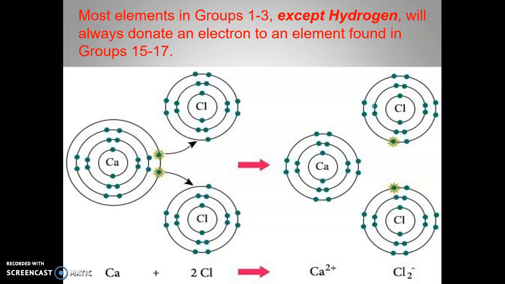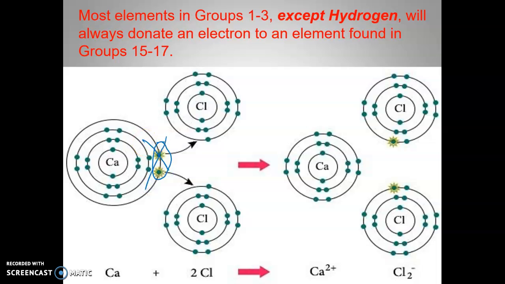So again, most elements in groups 1 through 3, except for hydrogen, will always donate an electron to an element that you find over in groups 15 through 17. In the example below, you see calcium. Calcium has 4 energy levels, but it has only 2 electrons in its fourth outer valence shell. It only has 2 to give, so it can only ever get 2 in return. That would be a total of 4. That's not 8. It can never reach its octet. So what it's going to do is get rid of those 2 electrons.